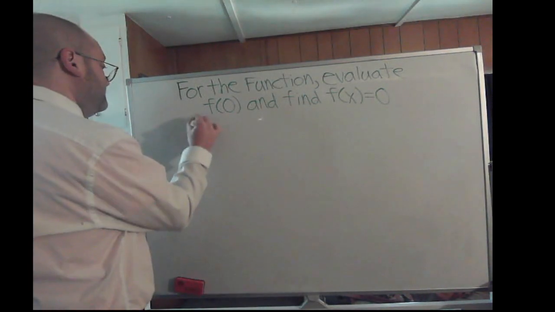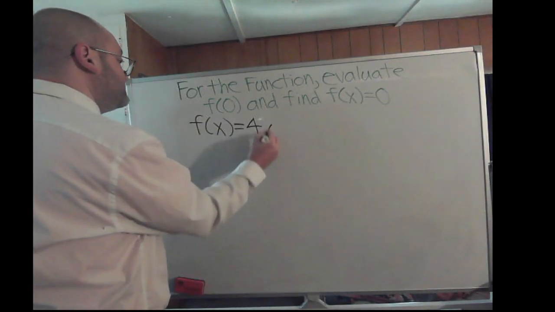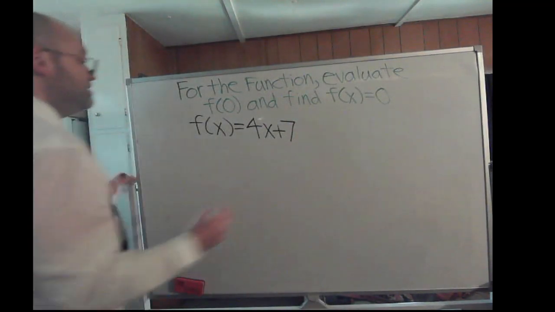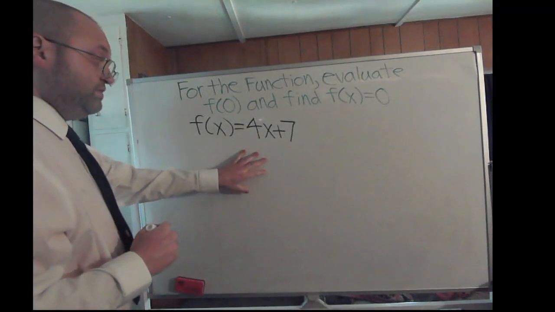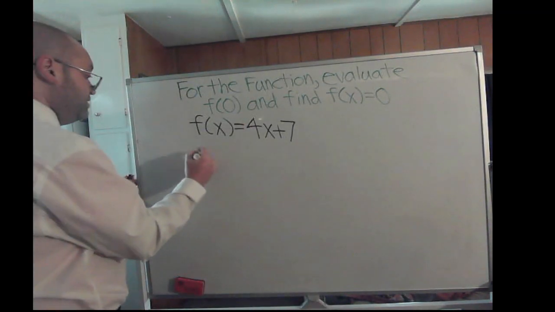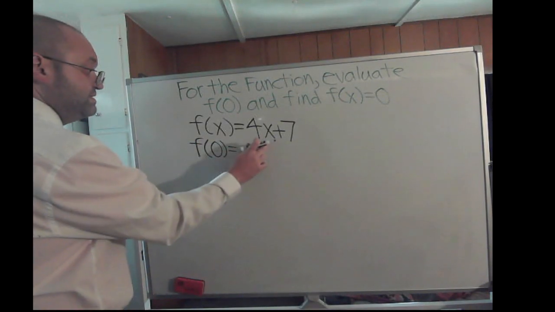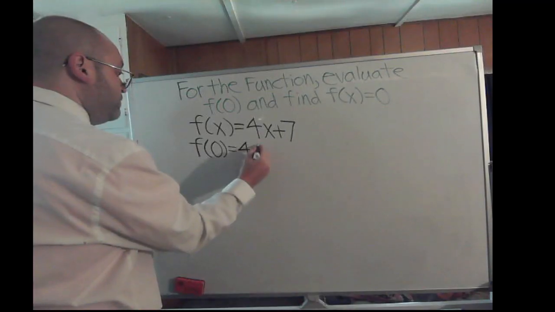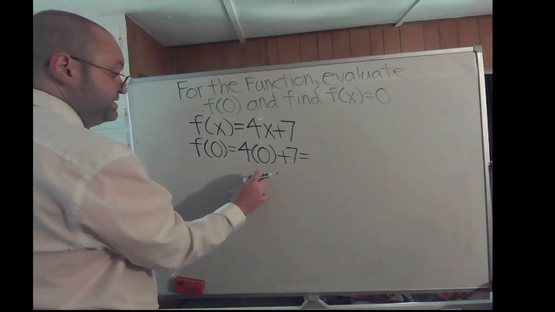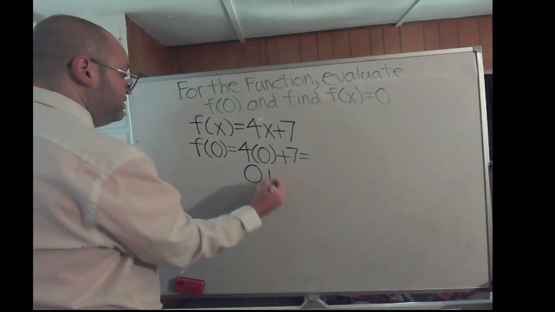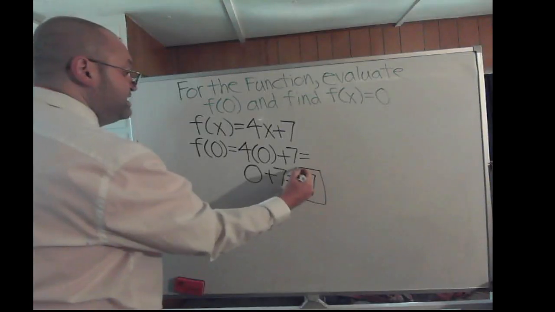Alright, let's see. F of x equals 4x plus 7. So we have f of x equals 4x plus 7 for the function itself. First, we need to evaluate f of 0. So let's do just that. F of 0, that means we're going to put in 0 for the x's. So you'll have 4 times 0 plus 7. Well, 4 times 0, that's in fact 0. You'll have 0 plus 7, which is equal to 7. So f of 0 equals 7.